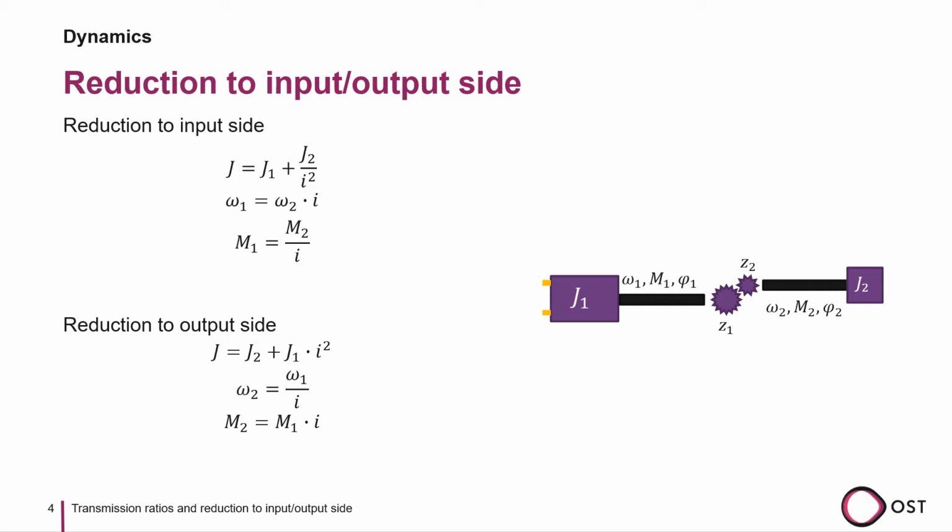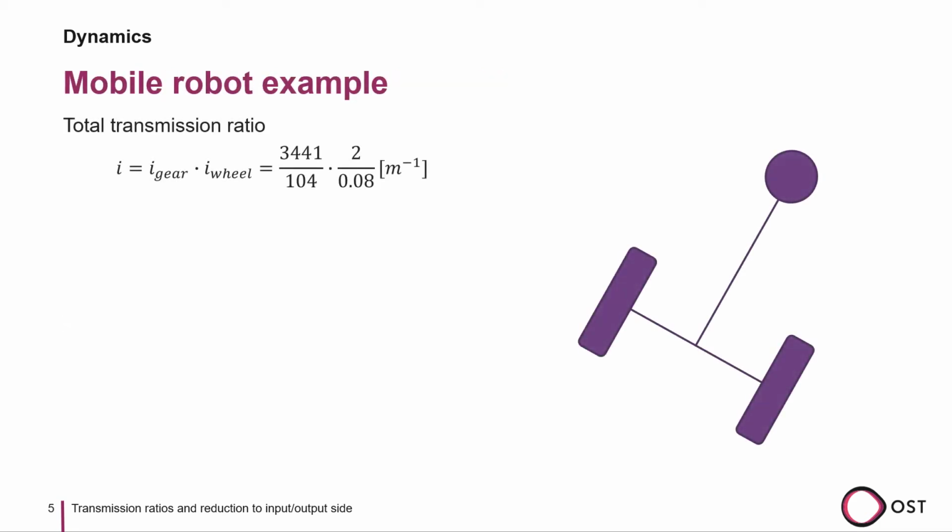Let's take the motor with the gearbox from before and apply a load on the output shaft. The motor has an inertia J1 and the load J2. We can then reduce the inertia to either side by multiplying or dividing it with the square of the transmission ratio. The same can be done for the velocity and torque by multiplying or dividing them with the transmission ratio. Even though this topic is rather trivial, it is very important and often forgotten.